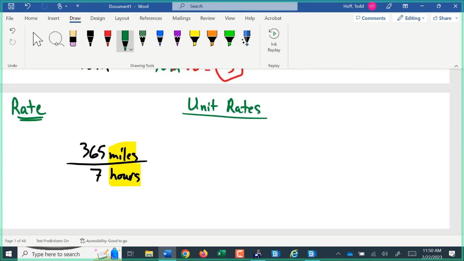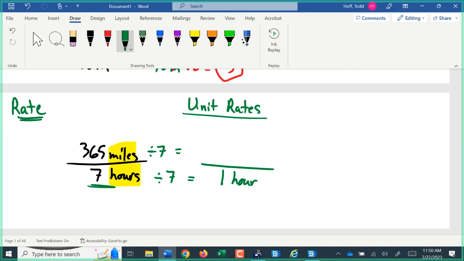A unit rate means that the second number, just like in our unit ratio, is 1, but we still have the units there, just the number becomes 1. So to do that, in this example, we would take the number in that second value, which is the 7, and we're going to divide both measurements or both values by 7. So the bottom part's simple. 7 hours divided by 7 is just 1 hour.